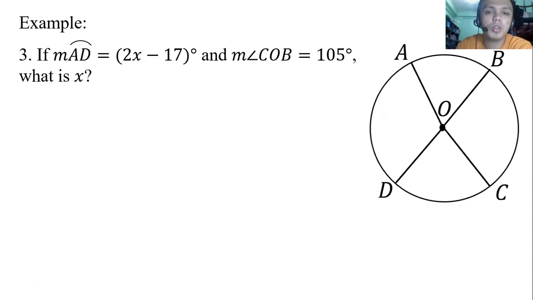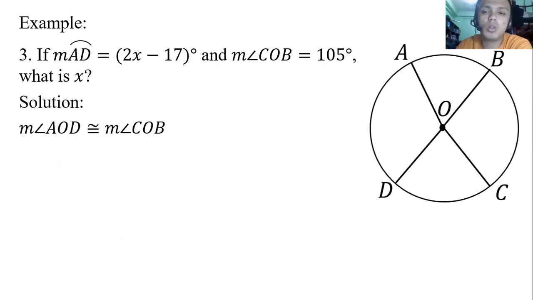How about this one? Now, if arc AD is 2x minus 17 degrees and measure of angle COB is equal to 105 degrees, what is x? Again, measure of angle AOD is congruent to measure of angle COB.